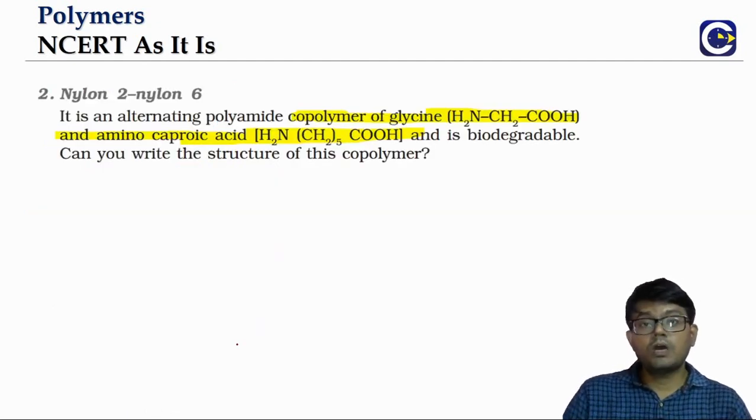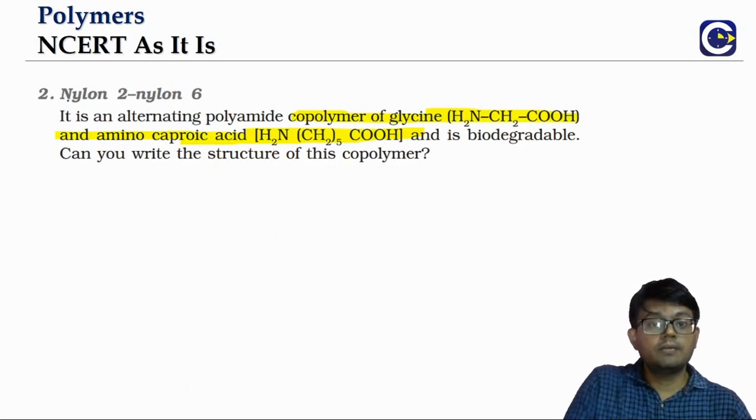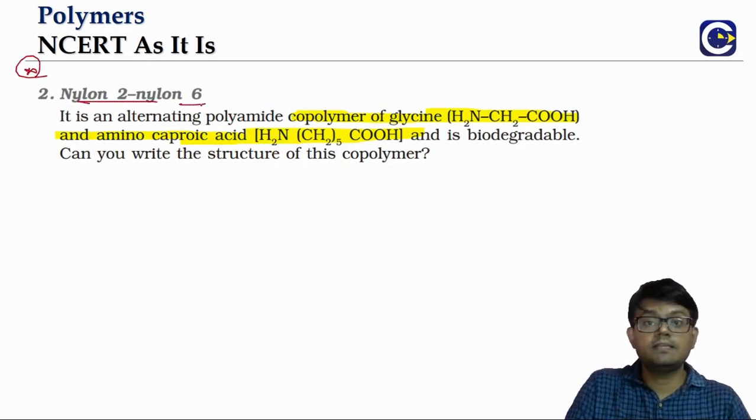Then we also have one more biodegradable polymer. What is it? Nylon 2, nylon 6. Already we have seen some of these. These are what? Polyamides. Why does this nylon 2, nylon 6 come? We will see. Glycine, it's a 2 carbon.